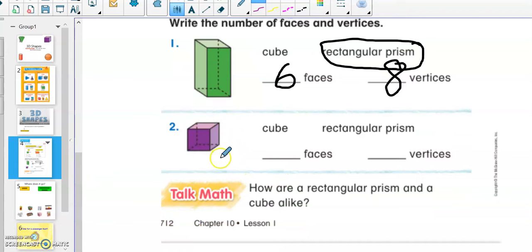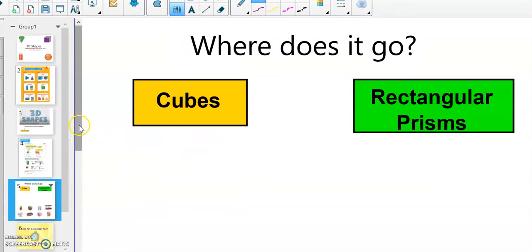Perfect. 8 vertices. And then we're going to look at this shape. What is this shape called? It is called a cube. Cube. And it has how many faces? 1, 2, 3, 4, 5, and 6. It has 6 faces. And then how many vertices does it have? Let's count them. 1, 2, 3, 4, 5, 6, 7, 8. 8 vertices. There we go. So let's take a look at our next page.